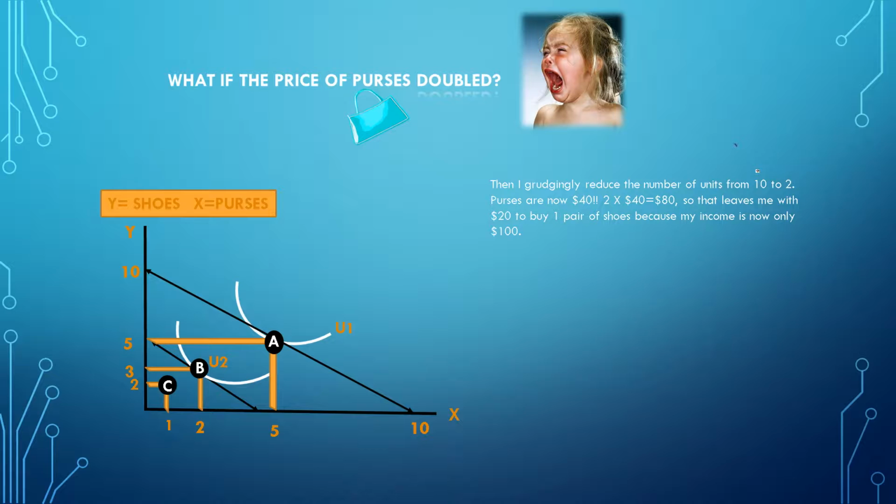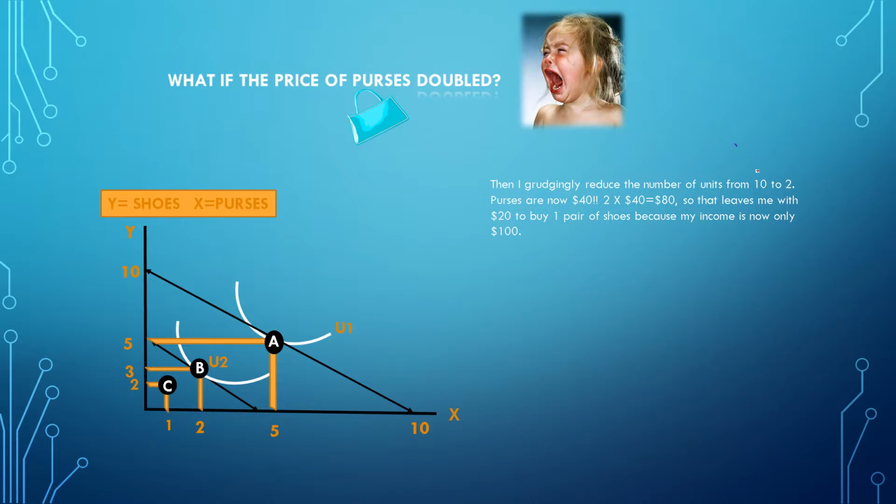What if the price of purses doubled? Now, I'm really, really sore about this, so I grudgingly reduce the number of units from 10 to 2. Purses are now $40. I'm only able to buy 2 purses. They're $40 each, which means I'm paying $80 for those 2 units. So that leaves me with only $20 to buy 1 pair of shoes, because my income is now only $100. If you look below at the graph, that is reflected in area C.